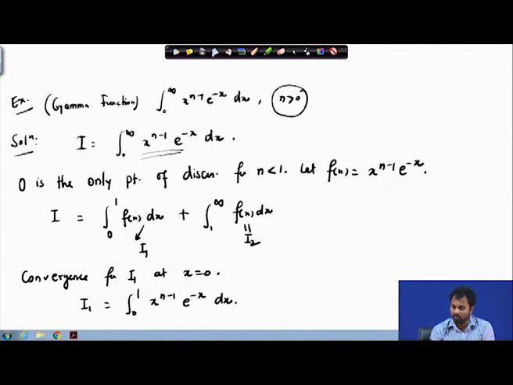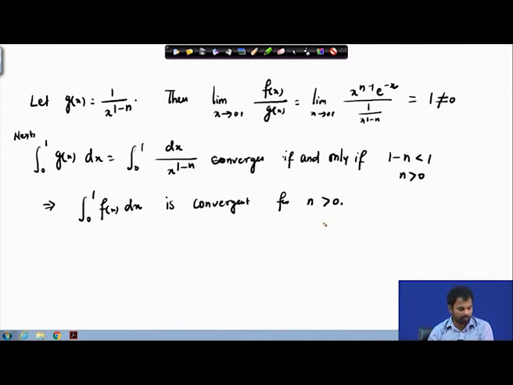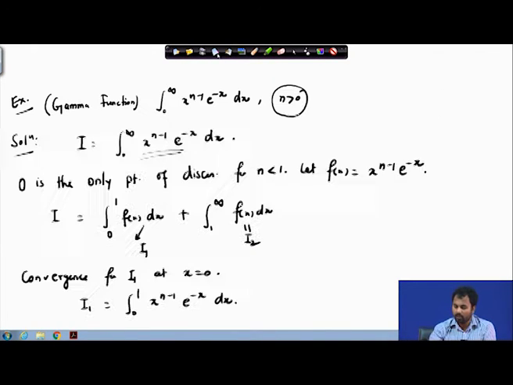The first subintegral is convergent for all n greater than 0. So, the first part is settled. Now, let us go to the convergence of I 2 at x equals infinity, because in case of I 2, only at x equals infinity is the improperness in the limit.